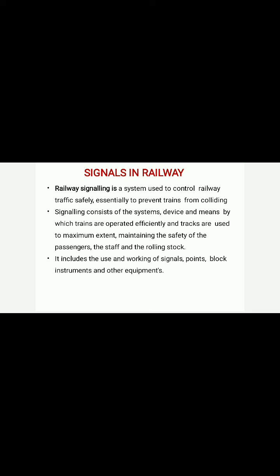Signaling consists of the system, device, and means by which trains are operated efficiently and tracks are used to maximum extent, maintaining the safety of the passenger, staff, and rolling stock. It includes the use and working of signals, points, block instruments, and other equipment.